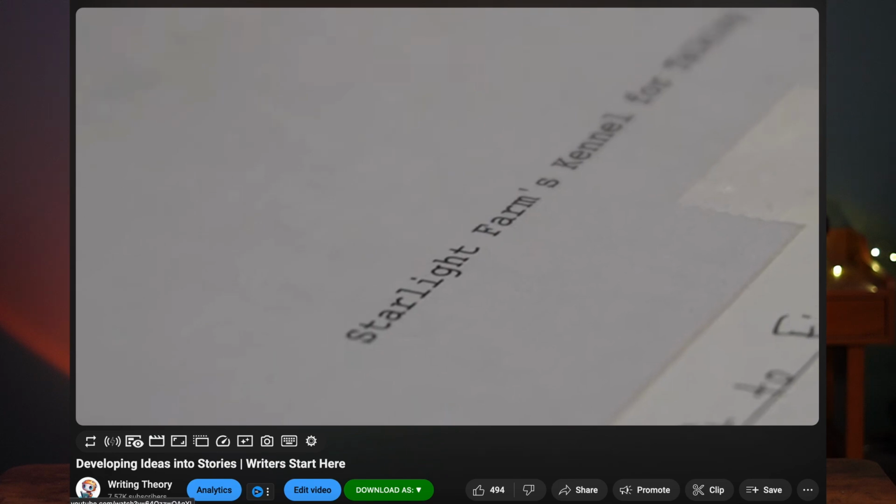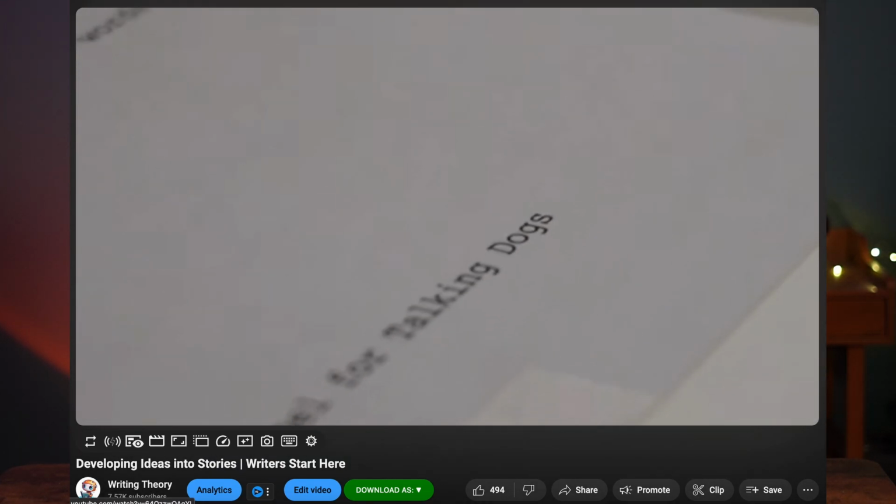And I didn't really internalize this until I got to my third draft of my upcoming novella, Starlight Farm's Kennel for Talking Dogs. My proto draft in this story was just me getting the forms of these characters down and the role that they play in the story. But then I spent 30 or 40 hours with those characters, and I came to understand them in a much deeper way. And then in my next draft, I rewrote the beginning of the story with the better vision of these characters in mind. The change in writing those characters was subtle, but significant.